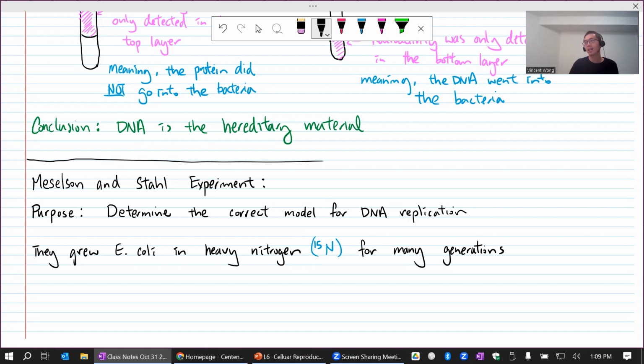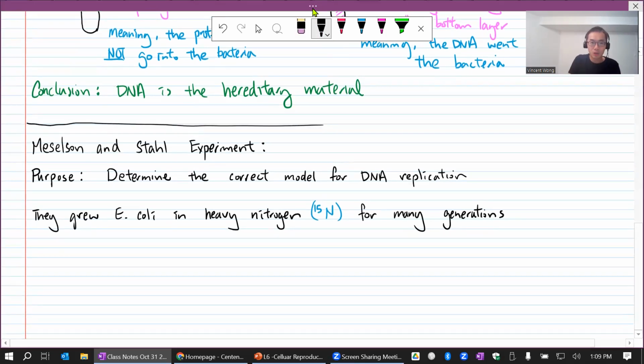Anyway, if you look up nitrogen on the periodic table, the mass number is 14. That's the normal one. Okay, so these are heavy nitrogen. We learn about isotopes, right? Isotopes are atoms of the same element, but with extra neutrons. Anyway, the point is this: they grew these E. coli in heavy nitrogen for many generations. So what does that achieve?